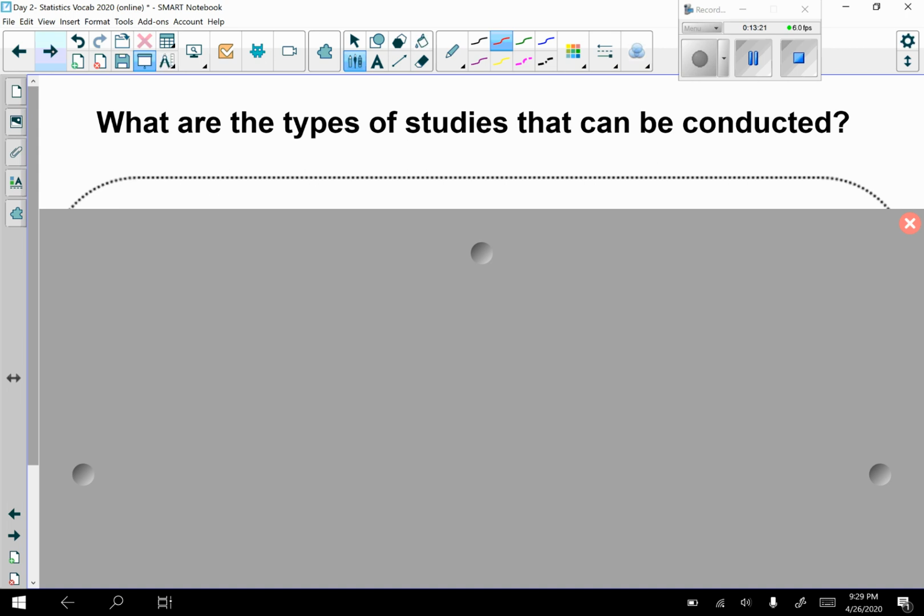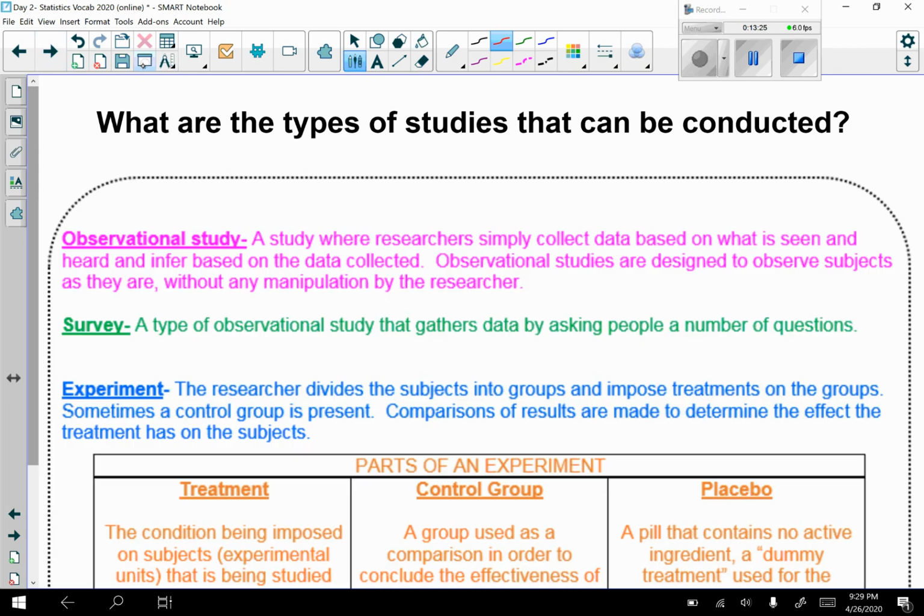Okay, now we're moving on to the types of studies that can be conducted. There were 3 different things that we looked at, or that you should have looked at in your web quest: an observational study, a survey, and an experiment. An observational study is something where you're just sitting back and observing or watching what happens. You are not interfering with it at all.